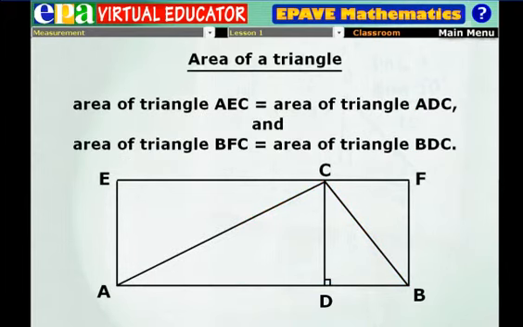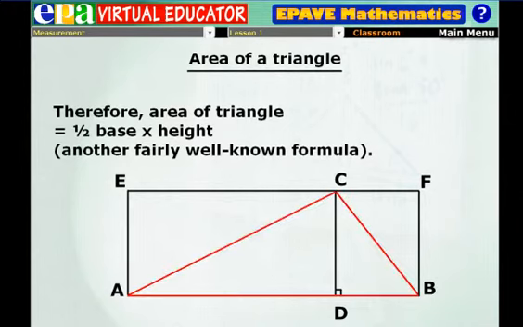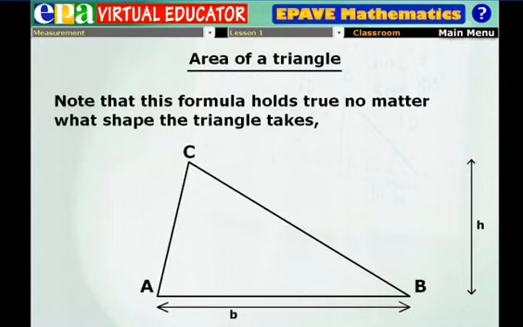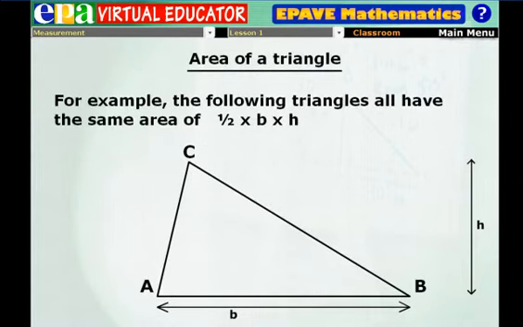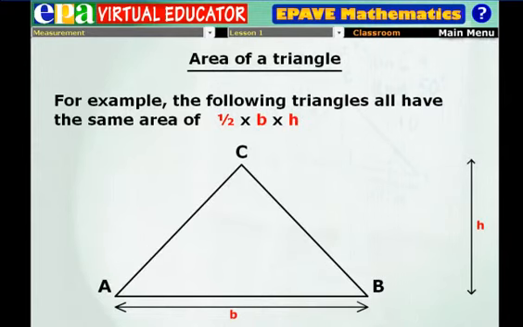that the area of triangle AEC equals the area of triangle ADC, and the area of triangle BFC equals the area of triangle BDC. Therefore, area of triangle ABC equals half area of rectangle AEFB, which equals half AB times CD. Therefore, area of triangle equals half base times height. Note that this formula holds true, no matter what shape the triangle takes. For example, the triangles shown all have the same area of half times B times H.